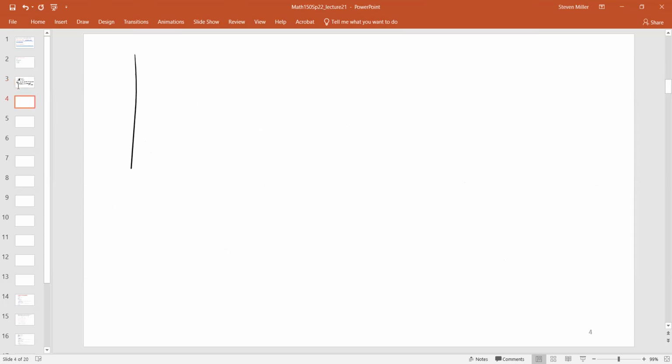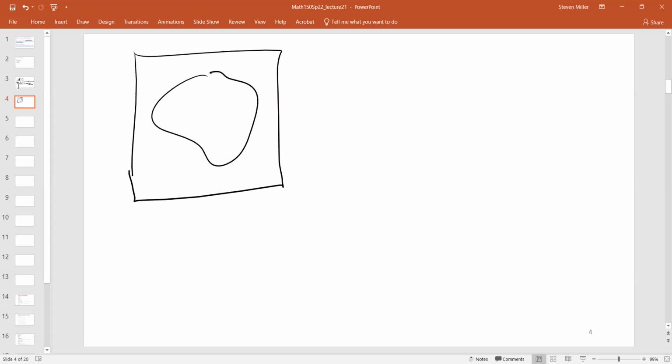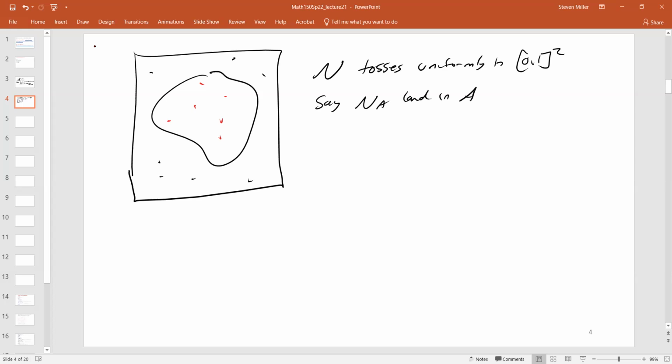Let's talk about the general situation. So we'll start off in the plane. I have some set A. All right, and now I'm going to start choosing points. And maybe some of the points land inside of A, and some of the points land outside. I'll use 2 different colors just to make it easy for me to tell which ones are inside and which ones are outside. So imagine we have n tosses uniformly in the box. Say n sub A land in A.